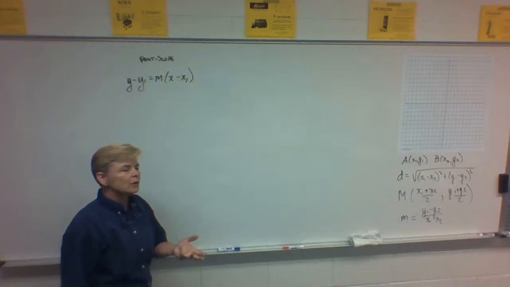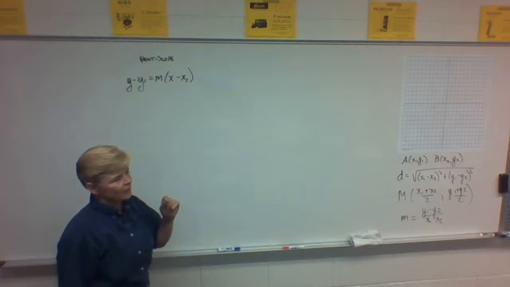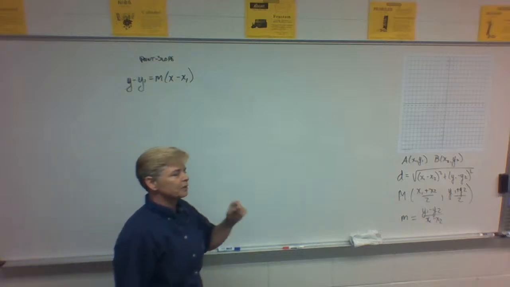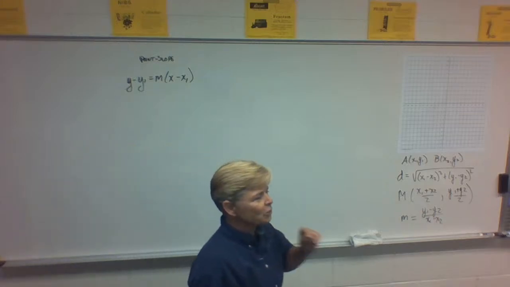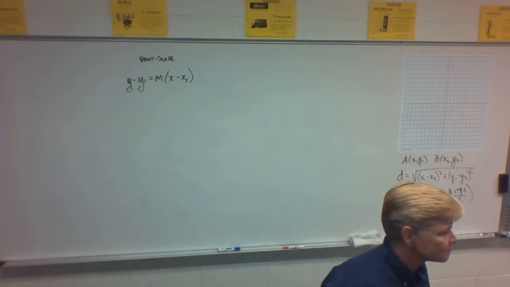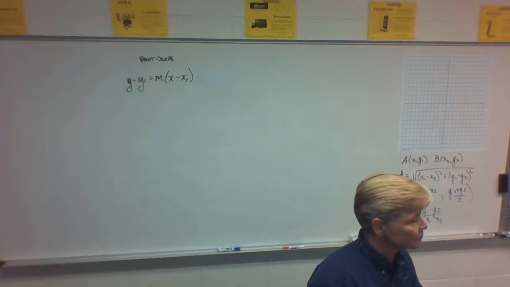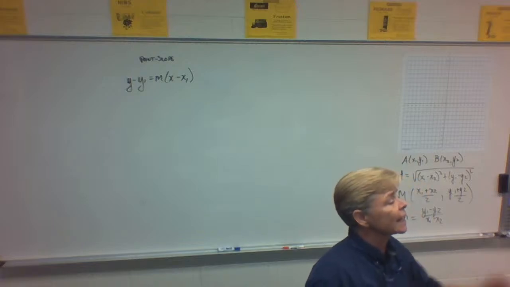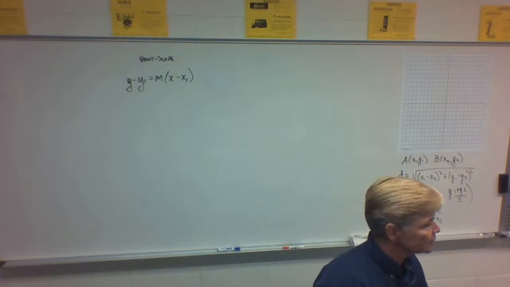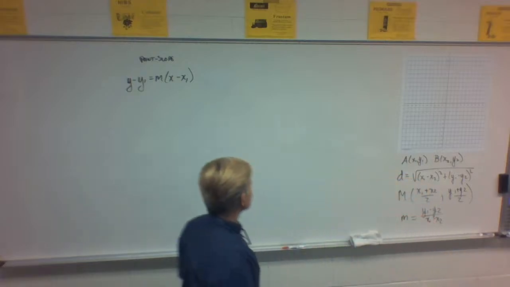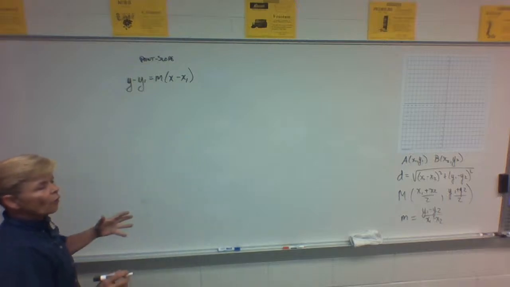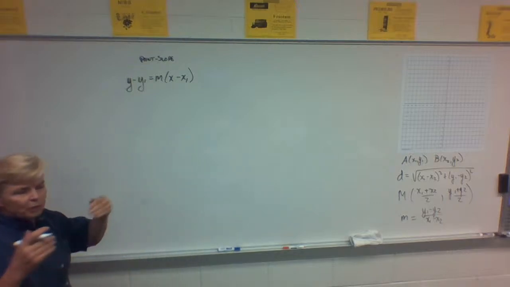What do you need to write the equation of a line? A point and a slope. So you need a point and a slope to write the equation of a line. What do you need to write the equation of a line? A point and a slope. Do it again. What do you need to write the equation of a line?